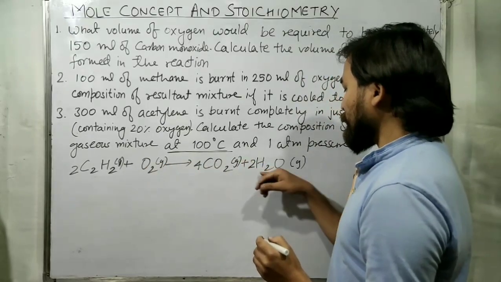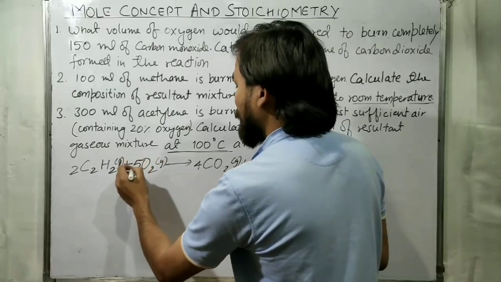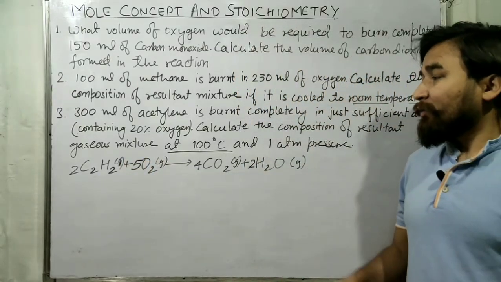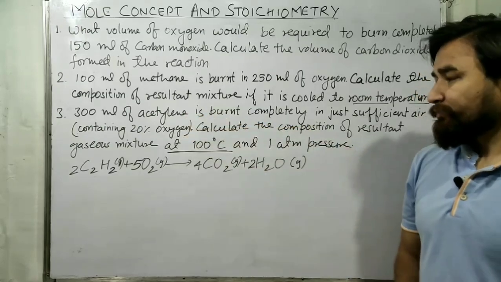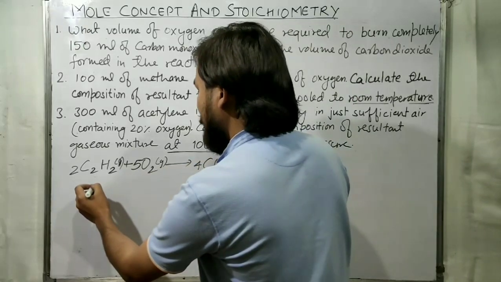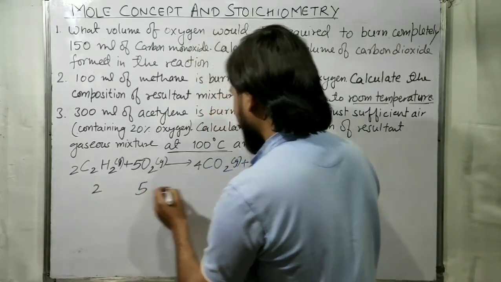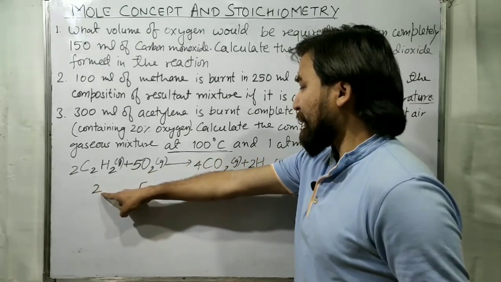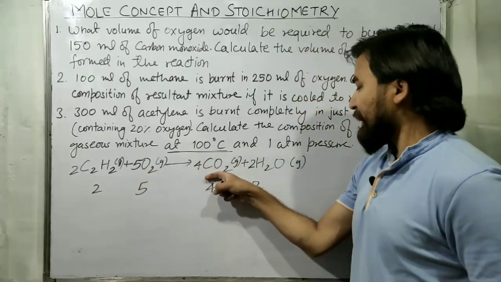So 4 O2 plus O2, that is 5 O2. Now your chemical equation is balanced. Now let's see to the question. What is the ratio of the volume of all the substances? That is 2:5:4:2. So what will be the ratio of acetylene, oxygen, carbon dioxide and water?